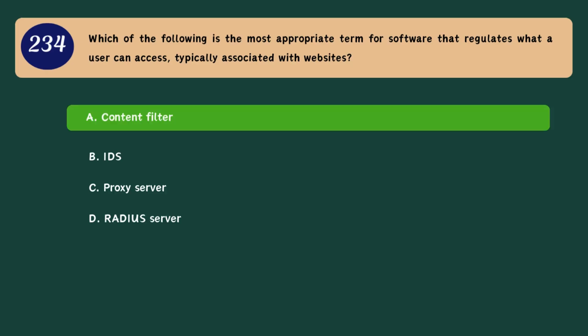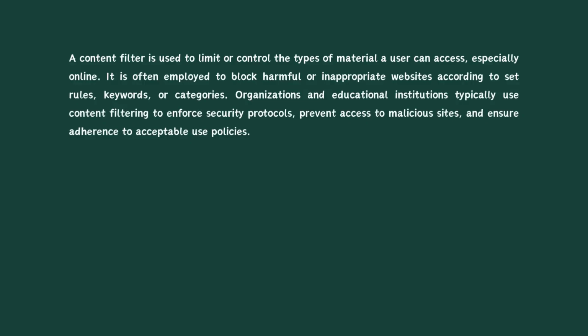Correct answer: A. Content filter. A content filter is used to limit or control the types of material a user can access, especially online. It is often employed to block harmful or inappropriate websites according to set rules, keywords, or categories. Organizations and educational institutions typically use content filtering to enforce security protocols, prevent access to malicious sites, and ensure adherence to acceptable use policies.